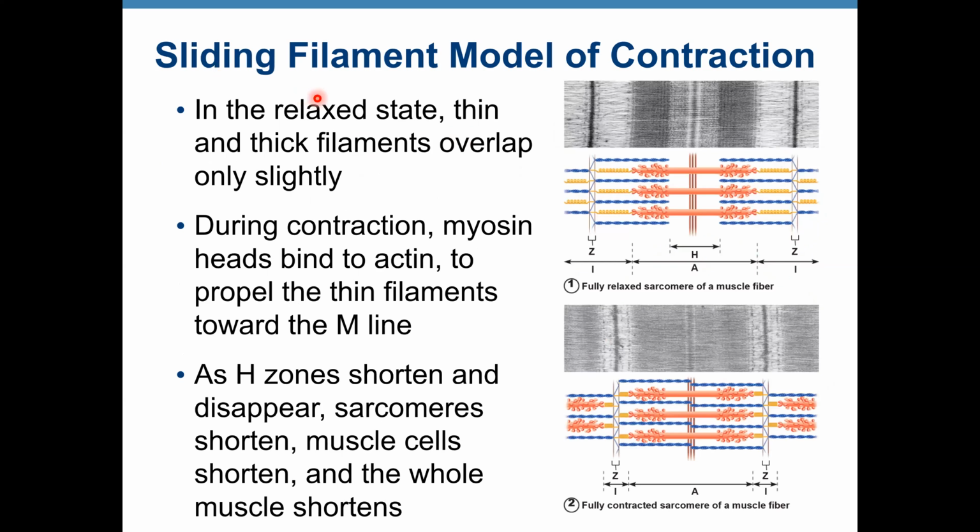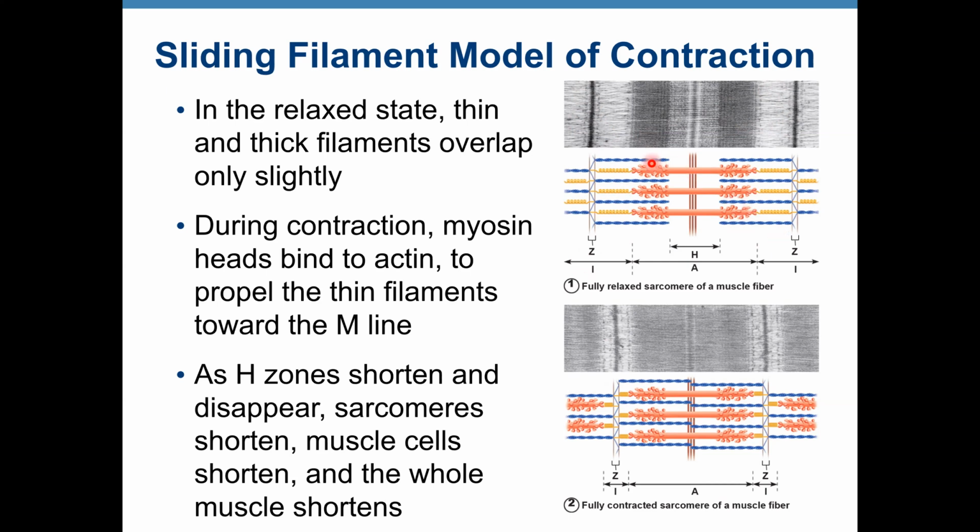Sliding filament model of contraction. Over here you can see the diagram, a micrograph of skeletal muscle, and we see these dark lines, light lines, and these darker, thinner lines called Z-discs. The area between two Z-discs is the sarcomere.